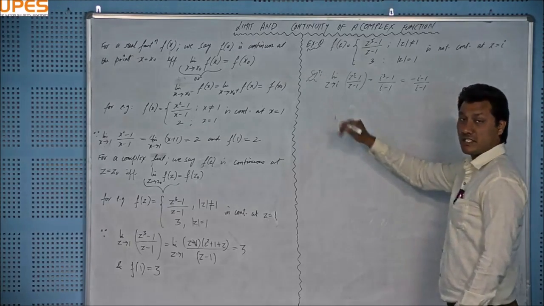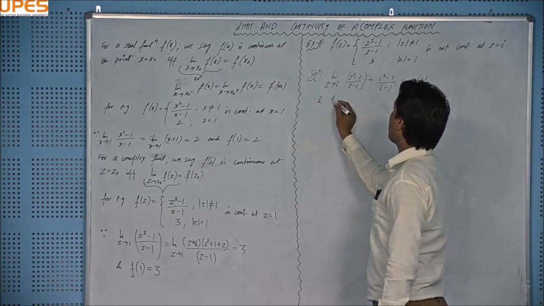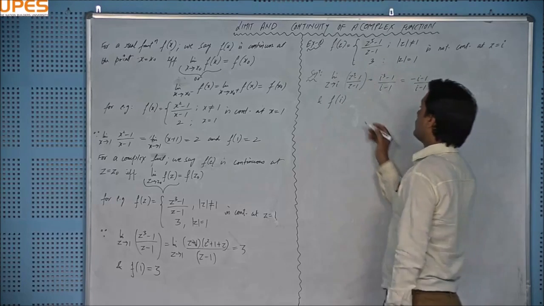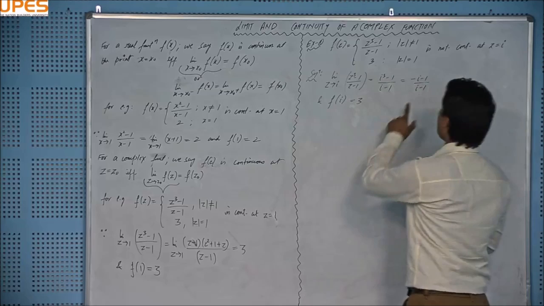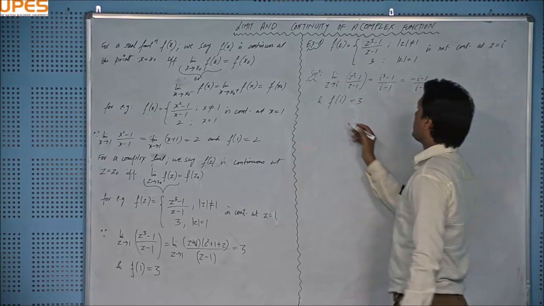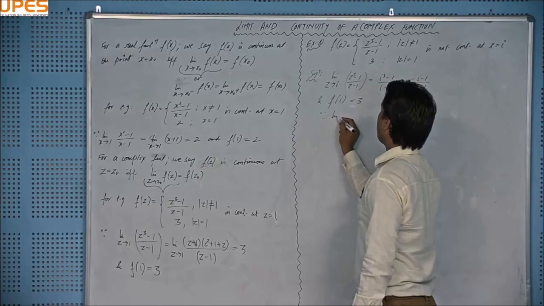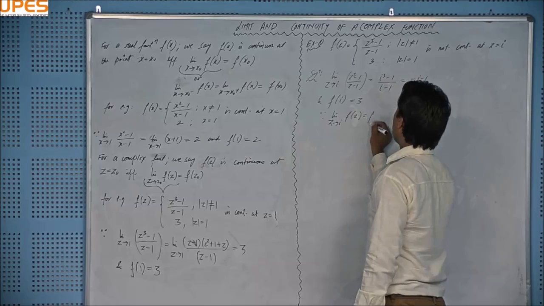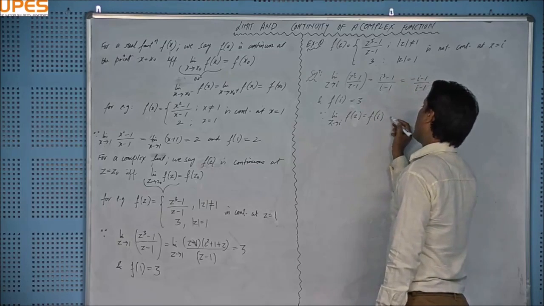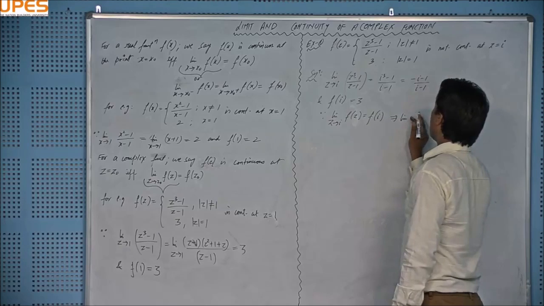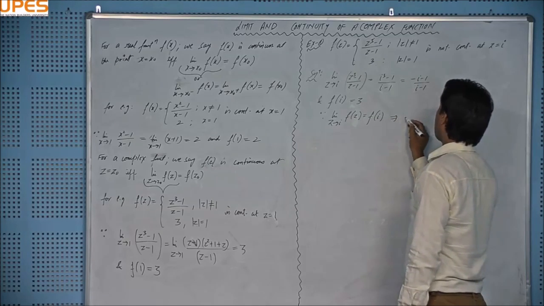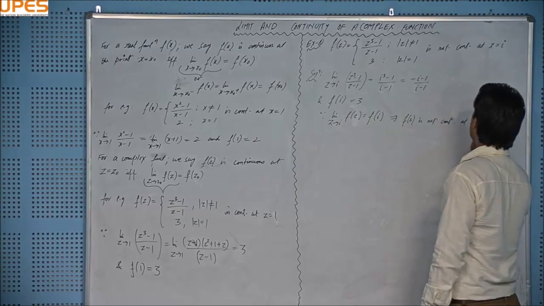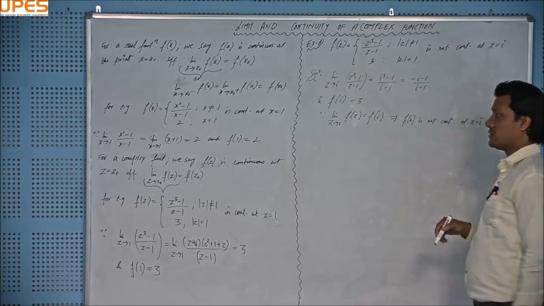limiting value of this function at z equal to iota, and you can see that f at iota, because modulus of iota is equal to 1, so we will use this value, is equal to 3, and obviously these two values are not equal, since the limiting value of the function as z approaches iota is not equal to the value of the function at iota. Therefore f(z) is not continuous at z equal to iota.